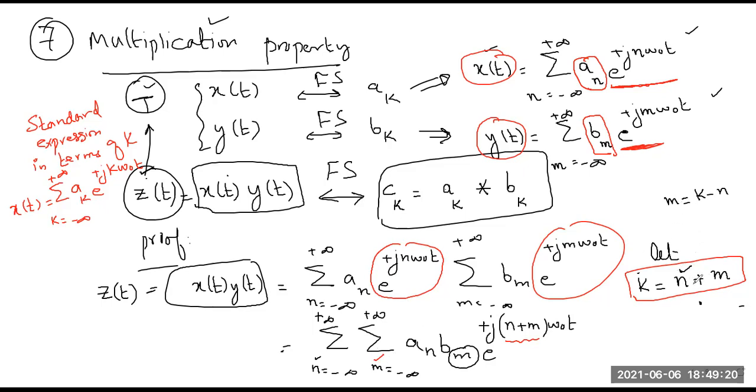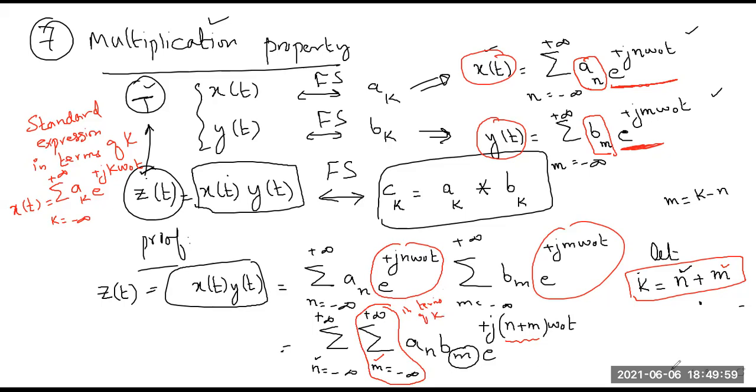Based on this relationship between k and m, it's obvious that when m is minus infinity, k will also be minus infinity. If m is plus infinity, this will also be plus infinity. So when I change this summation from m to k, the lower limit will be minus infinity and the upper limit will also be plus infinity. Okay. So this is what I'm going to do. This particular summation is now replaced in terms of k.